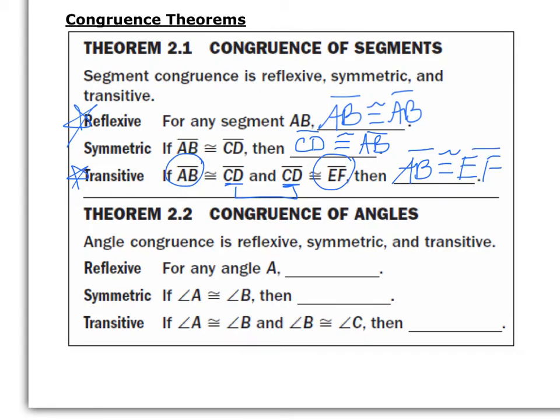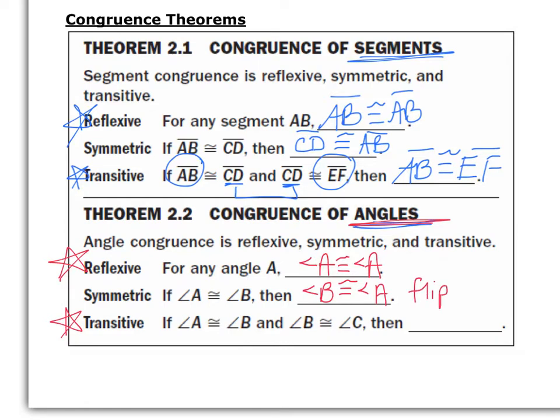Next is going to be pretty much the same thing except now with angles versus segments. So make sure you put a star by your reflexive and transitive again. Reflexive, remember, is going to be the same on both sides, so angle A is congruent to angle A. And then our symmetric, remember, we're going to flip it around, so angle B is congruent to angle A. And for the reflexive, it's going to be the same on both sides.